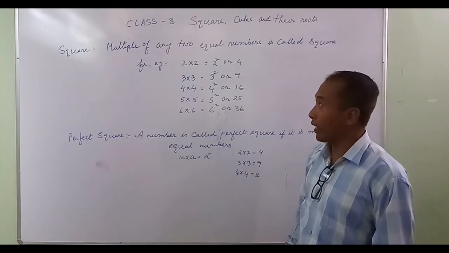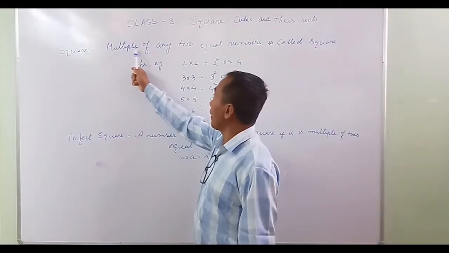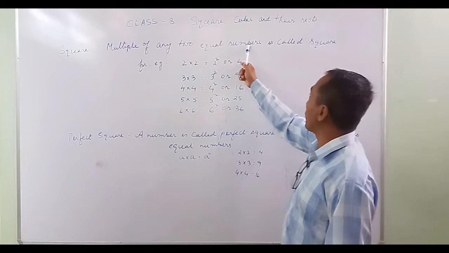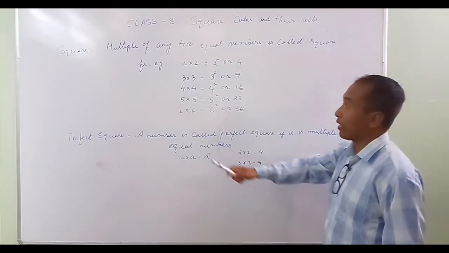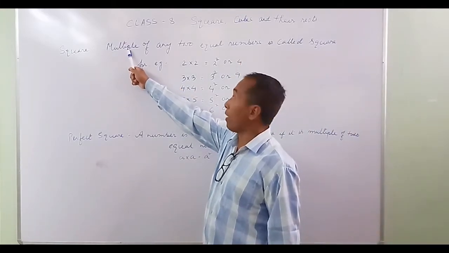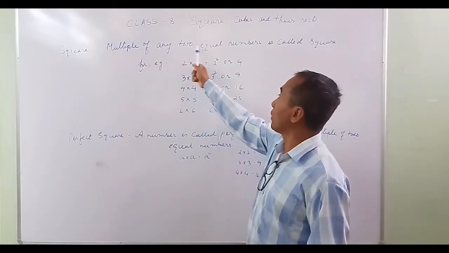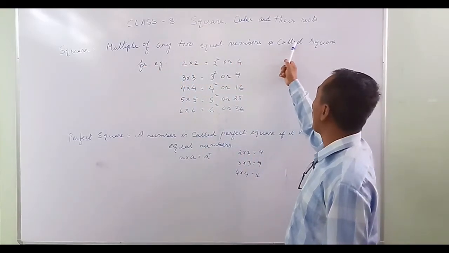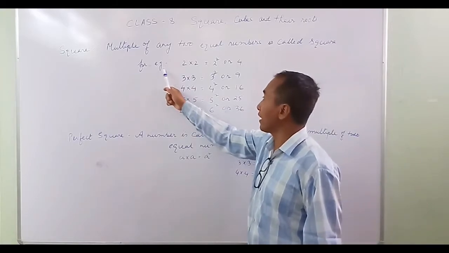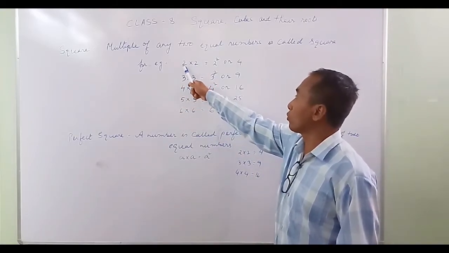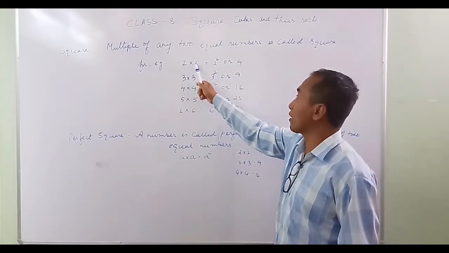So what is a square? Multiple of any two equal numbers is called square. I repeat again. Multiple of any two equal numbers is called square. For example, here given 2 into 2, 2 is the equal numbers.